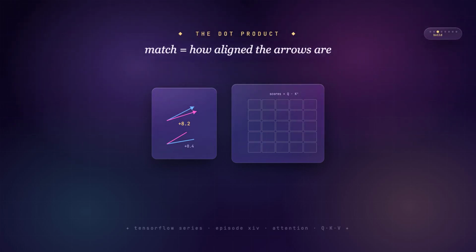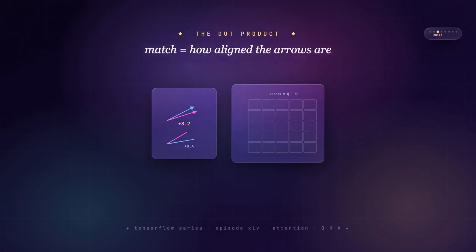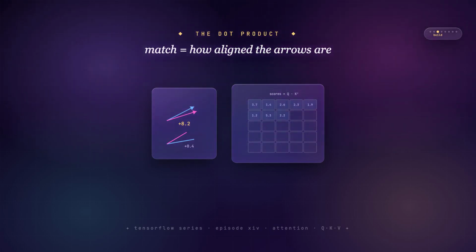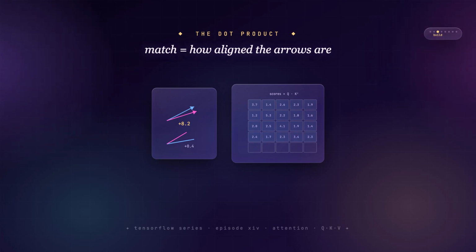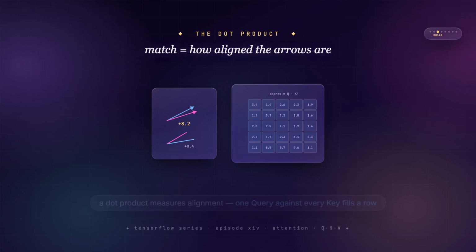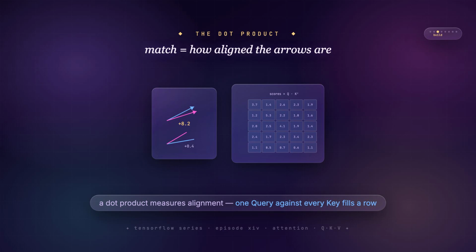How do we measure match? With a dot product. We take its query vector and dot it against every word's key vector. A big dot product means the directions line up, strong match. A small one means they point different ways, weak match. One query against 5 keys gives us 5 raw scores. Do that for every word and you get a full grid. Every word scored against every word.